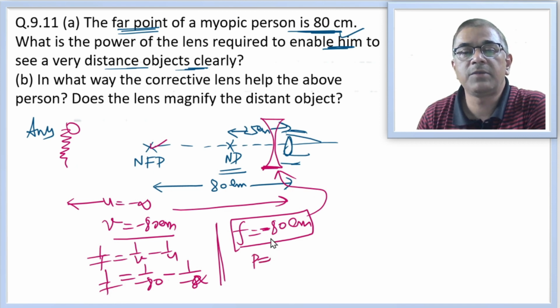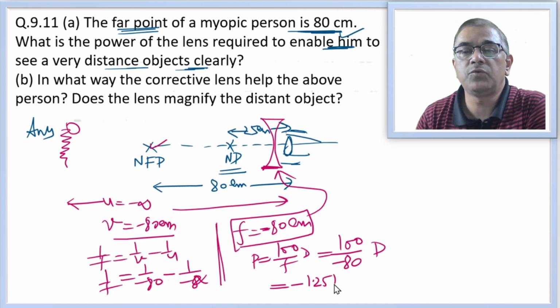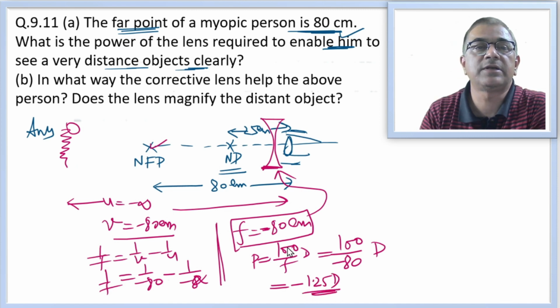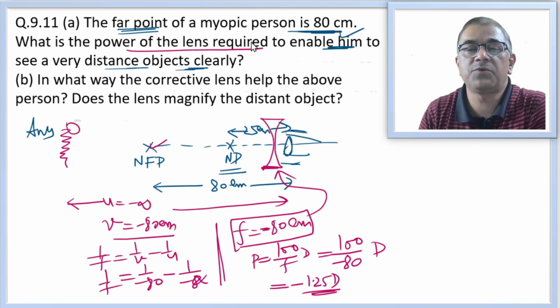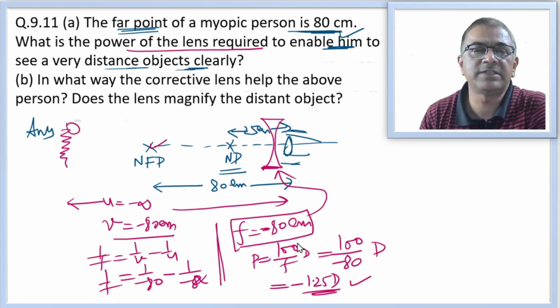Now the power of this lens is 100 by f diopter, and this is equal to 100 divided by minus 80 diopter, which is equal to minus 1.25 diopter. So what is the power of lens required? The power of lens required is minus 1.25 diopter. If I ask in this problem, what is the range of vision for this person? The range of vision for this person is between 25 centimeter and 80 centimeter. Is that right?